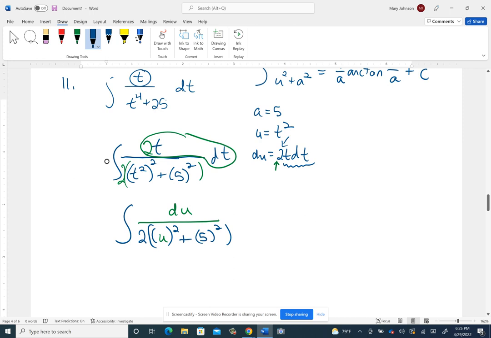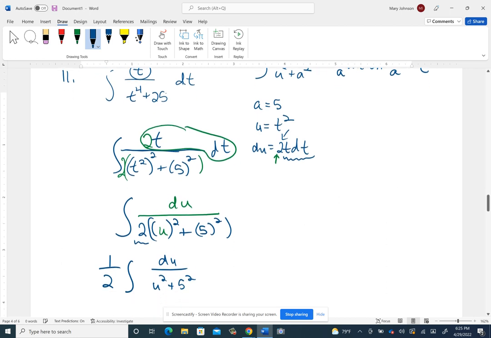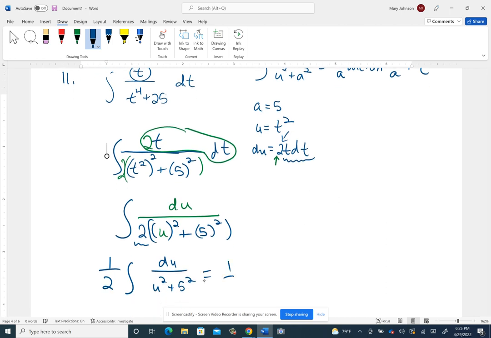Okay, so what I can do now about this 2 right here is just move it out. It's in the denominator, so it's really a 1/2. Move it out in front, and then you have something that matches now perfectly to the formula. But don't forget about that 1/2 you moved out. You're still going to need it.